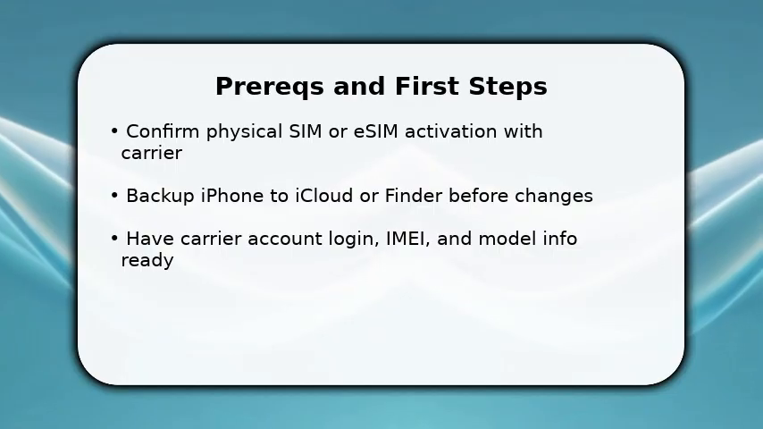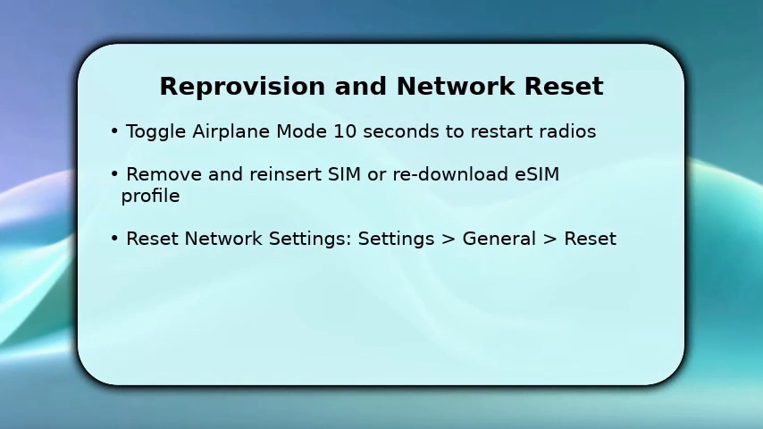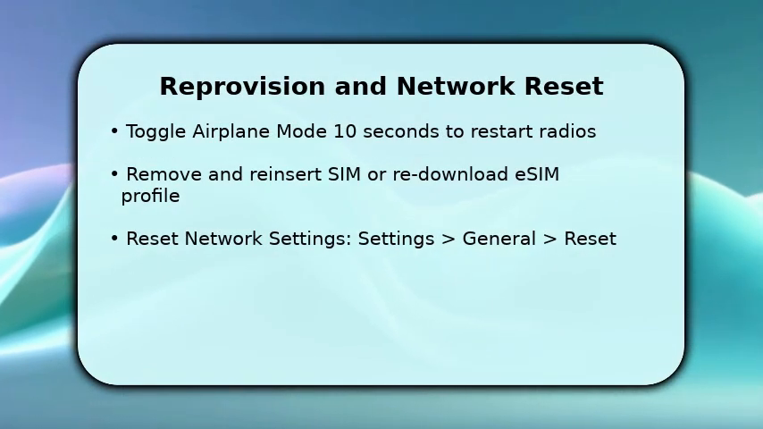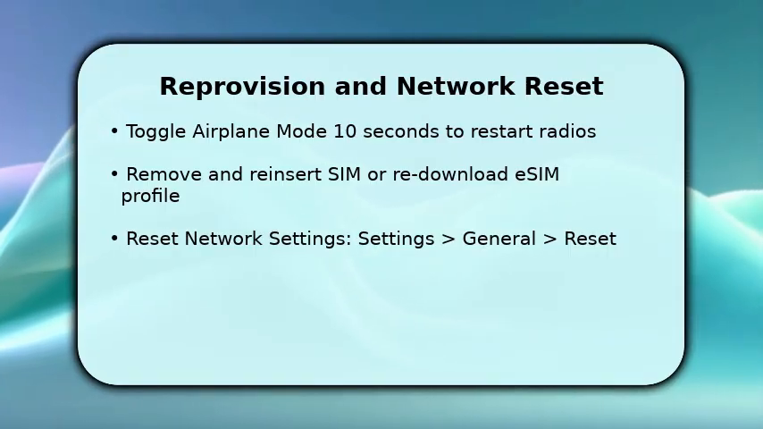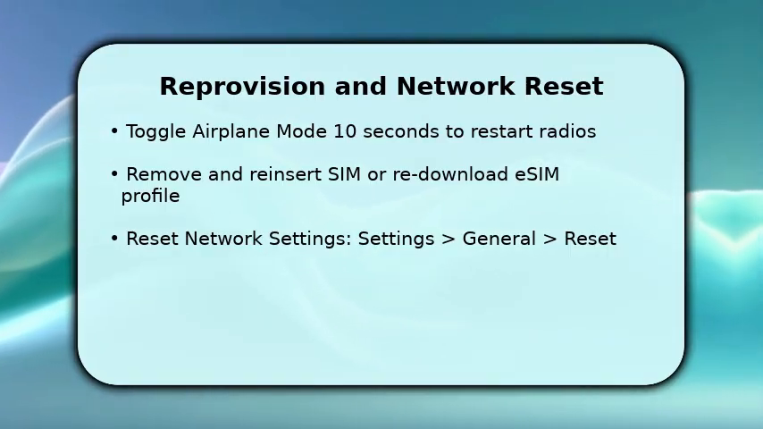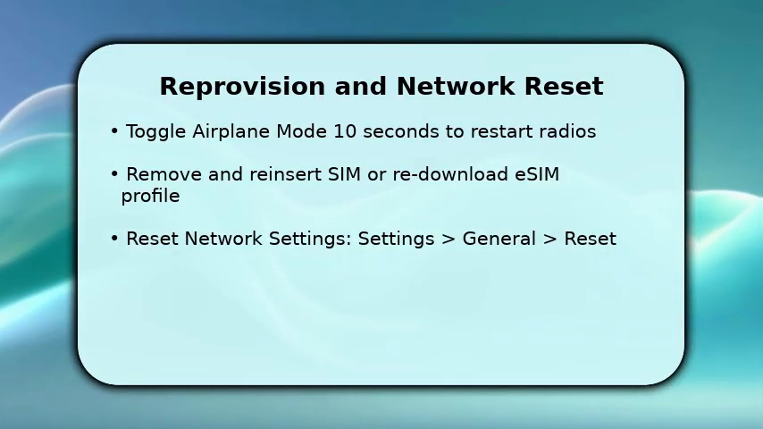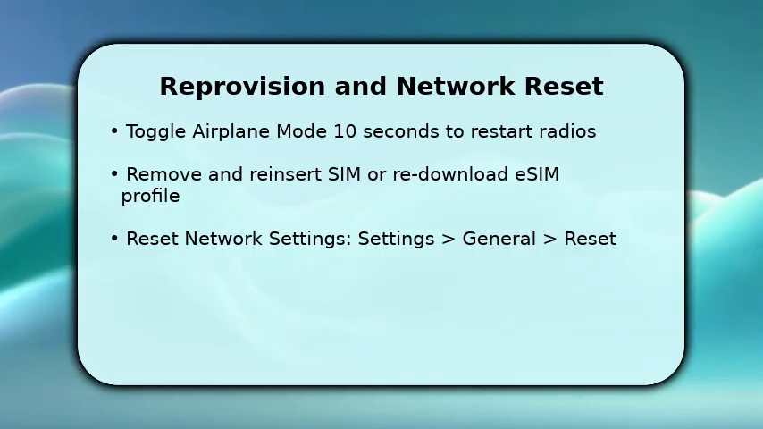First, toggle airplane mode for about 10 seconds to restart the radios, then check if cellular returns. If not, remove and reinsert the physical SIM or re-download and install the eSIM profile from your carrier's activation link.